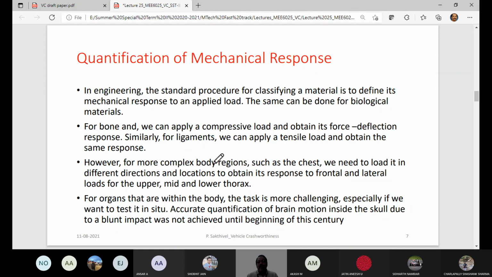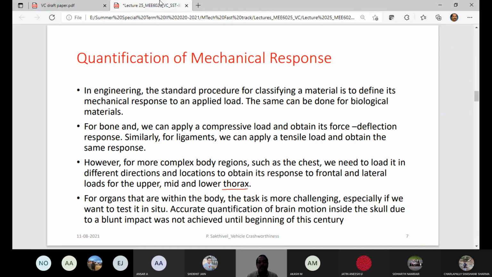But in the case of organs inside the chest, it is not so easy to conduct such tests, because the load can be from different locations, and we need to obtain its response in frontal and lateral loads of the upper, mid, and lower thorax. So what is the thorax? Whatever region is below the neck and above the abdomen, that's called the thorax. For organs that are within the body, the task is more challenging, especially if you want to test it in situ. Testing in situ means real-time testing.